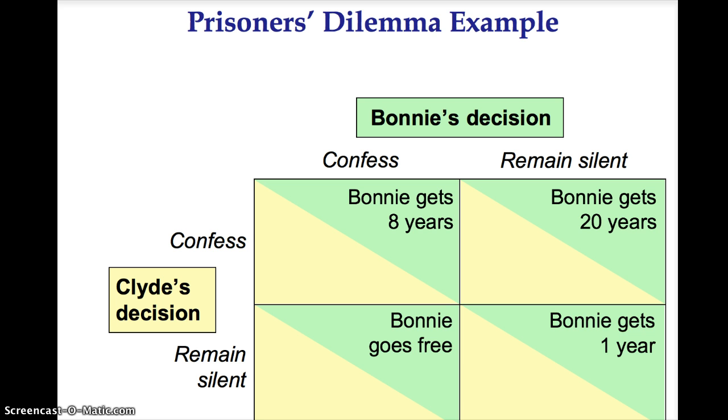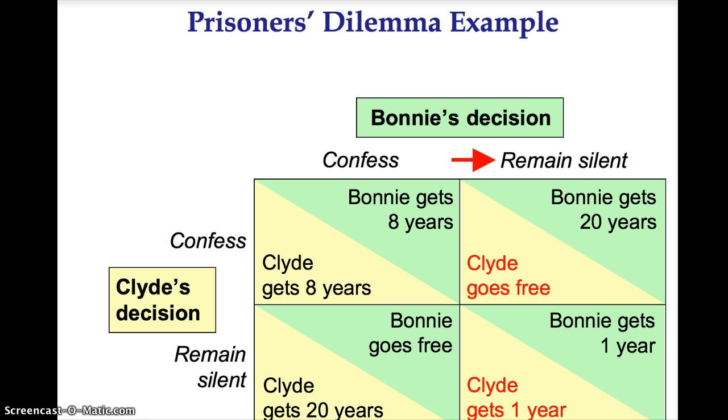If Bonnie confesses, Clyde gets 8 years if he confesses, or 20 years if he does not. If Bonnie remains silent, Clyde goes free if he confesses, or 1 year if he does not. Regardless of Bonnie's decision, Clyde's best move is to confess. Both players have a dominant strategy of confessing.